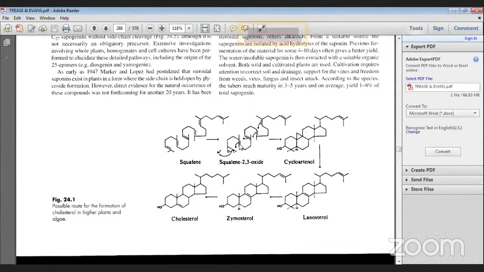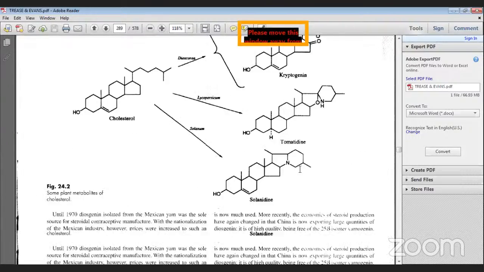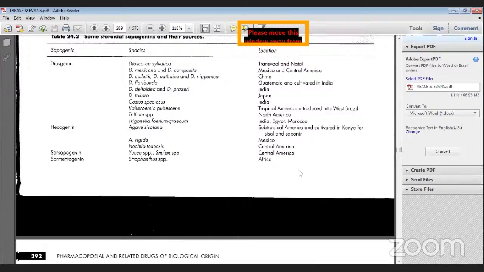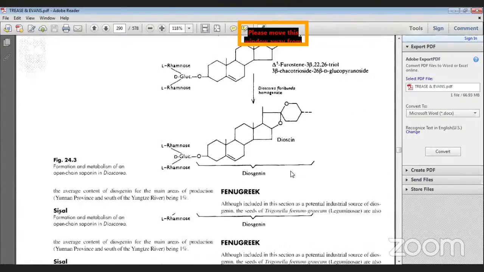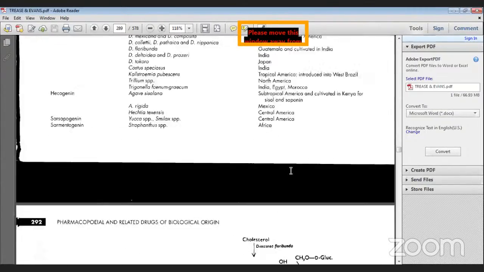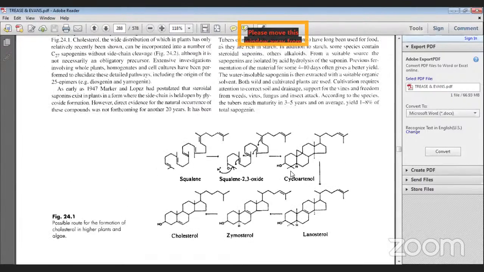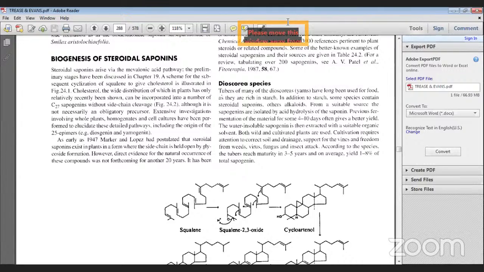Next are the details of the Dioscorea species. Dioscorea is also known as yam.